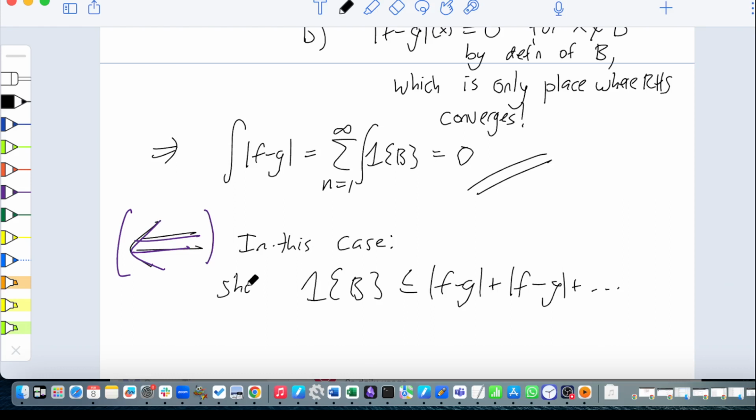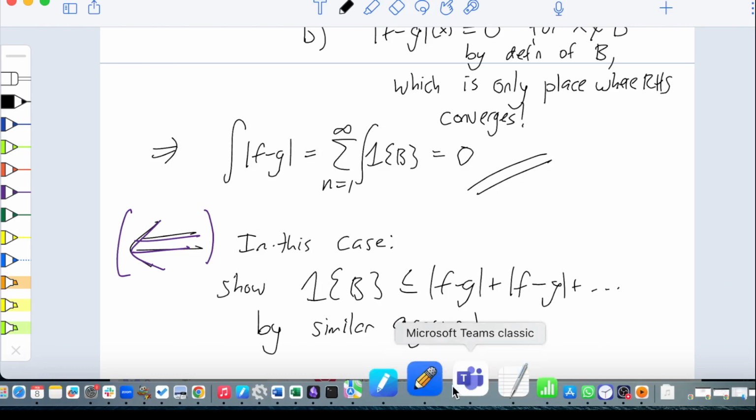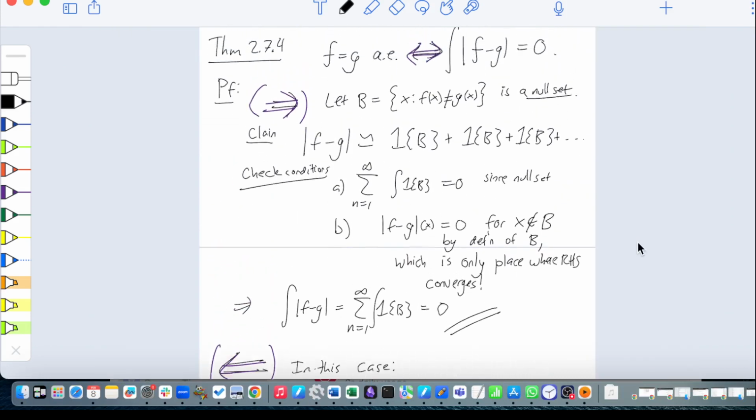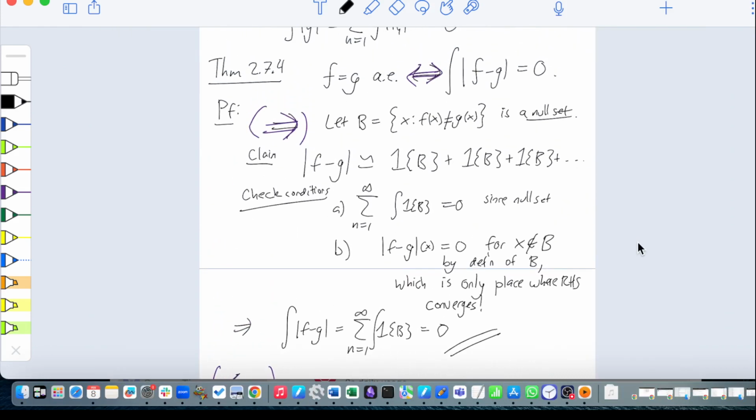Show, I want to say by similar argument, to save us a little bit of writing. Okay, so there you go. I think this is a really good intuition, this almost everywhere business. The norm is 0 if and only if they're equal almost everywhere.